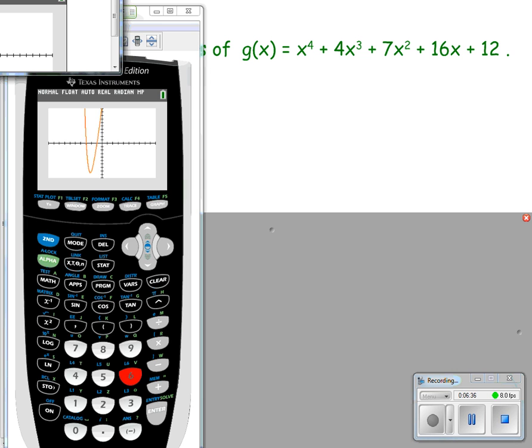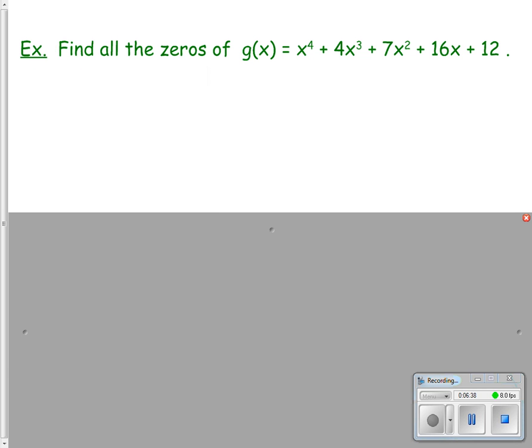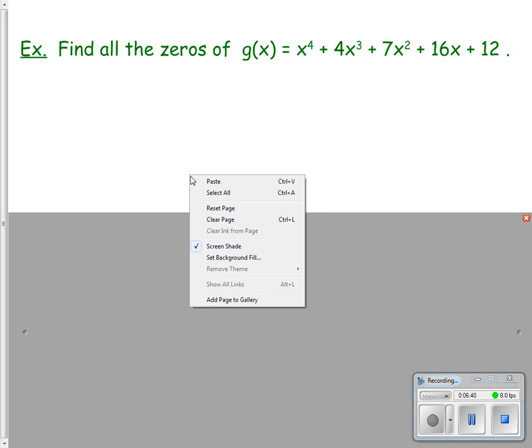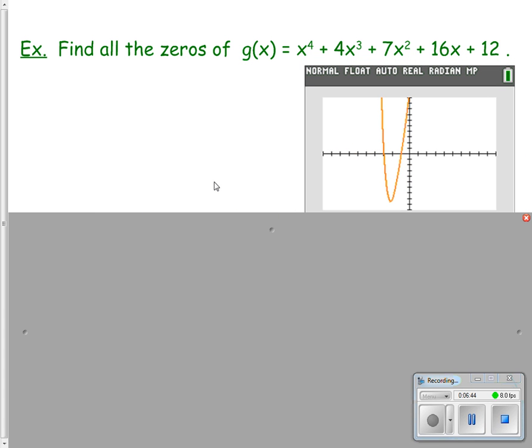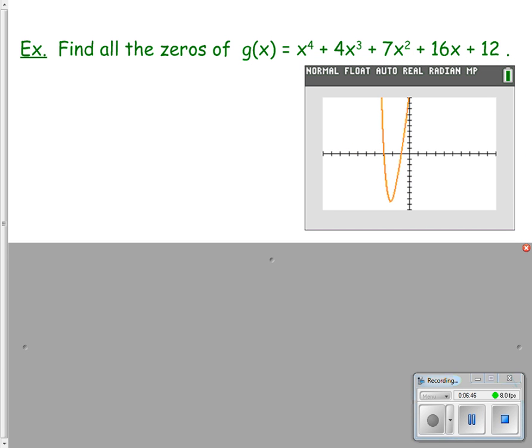First we'll make a copy of this, paste it onto our problem here. And so it looks like -3 and -1 are the solutions. So what we could do is some synthetic division.